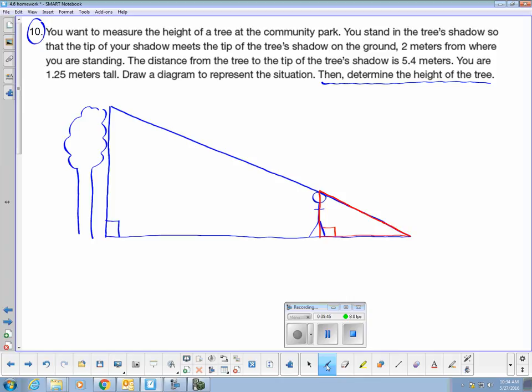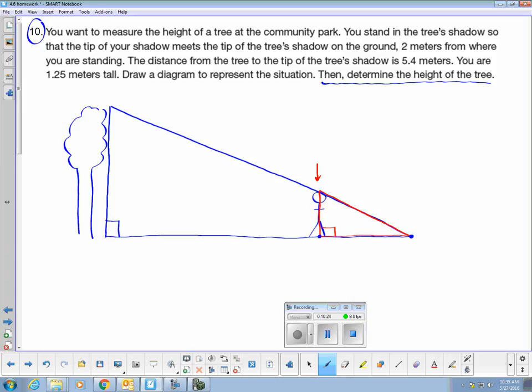So now we have two triangles, and we need to take the values from that problem and place them into the drawing. It says that you stand in the tree shadow so that the tip of your shadow meets the tip of the tree shadow on the ground. Here's the tip of each of those shadows. And that is 2 meters from where you're standing.